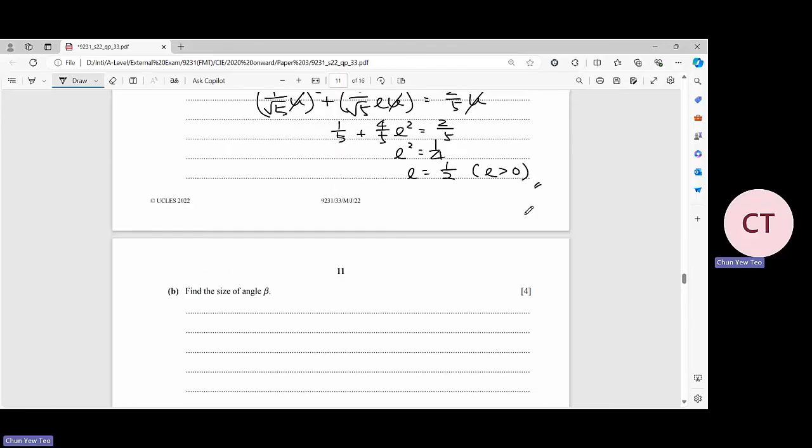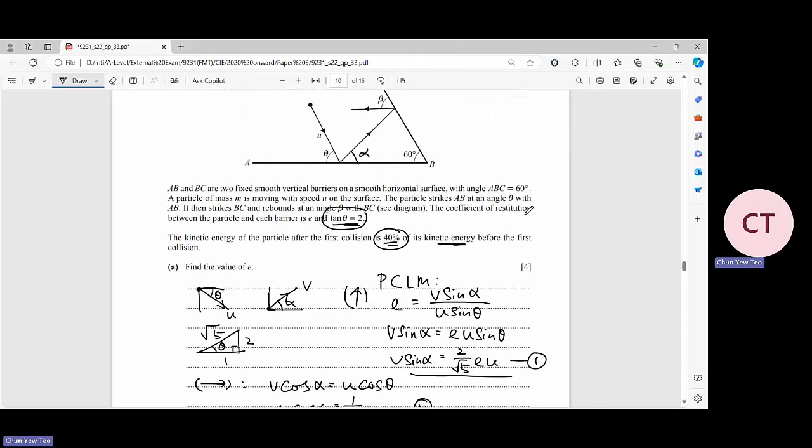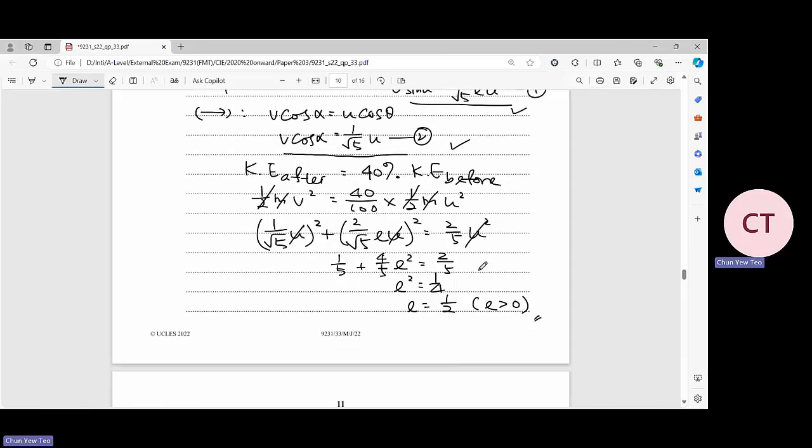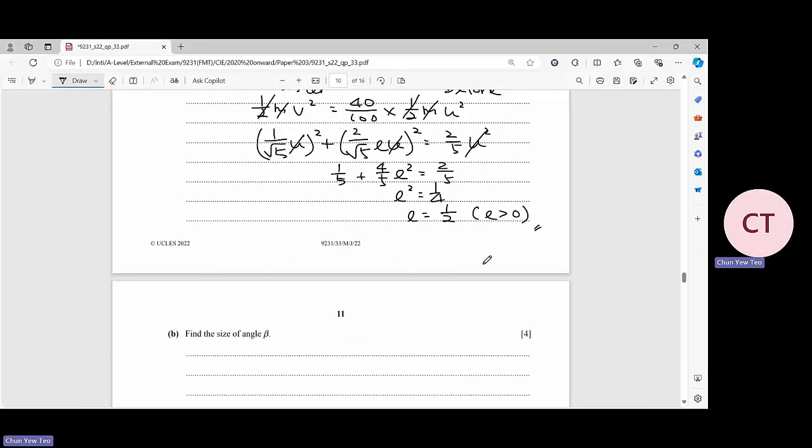Okay, so to find the angle beta, first of all, we need to know the angle. Angle beta is involved in the second collision. So we need to know this angle first. To know this angle, we need to know the alpha. So we need to find the alpha. So we already know, we just make use of equation 1 and equation 2 here. We already know the e. Just take equation 1 divided by equation 2.